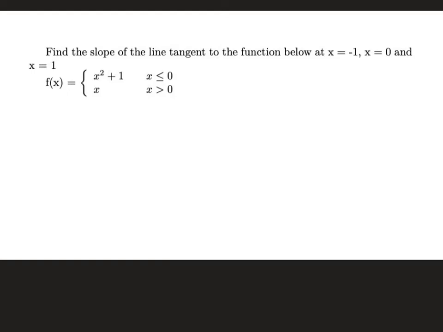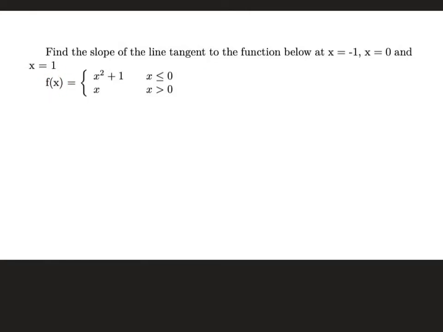Hey everybody, so we're going to do a quick video about what we call differentiability. We'll get to what that term means, to be differentiable or differentiability, in just a minute. But we're going to start with a basic derivative question: find the slope of the line tangent to the function. And one of the things we want to recognize right away, of course, is that when we talk about the slope of the tangent line, we're talking about the derivative.